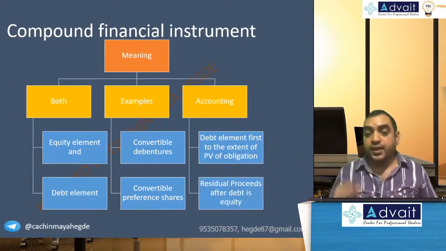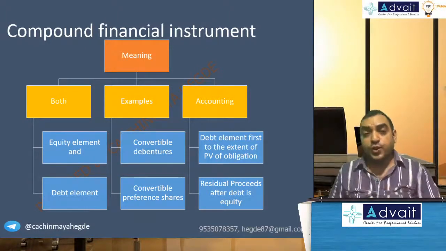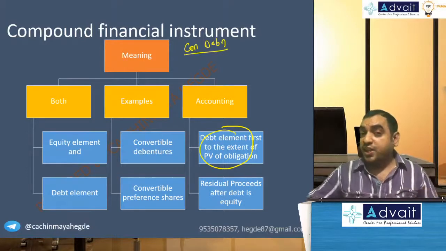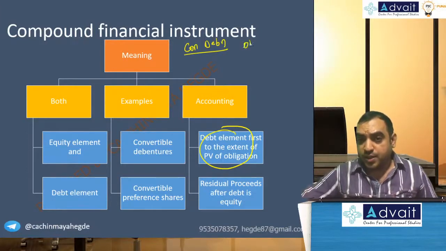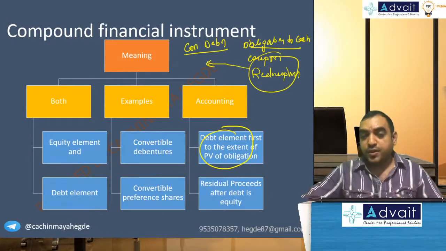How do you calculate debt component? To the extent of entity has obligation to pay cash. How do you get the extent of obligation to pay cash? Debt element is to the extent of present value of obligation. That is, if you consider convertible debentures, what is entity's obligation to pay cash? Pay cash is, one is coupon and other is redemption value. Okay, these two things should be discounted, fair value purpose.